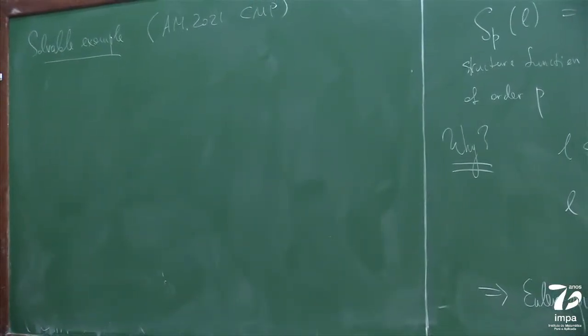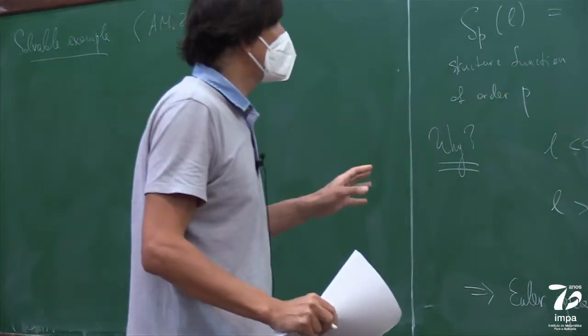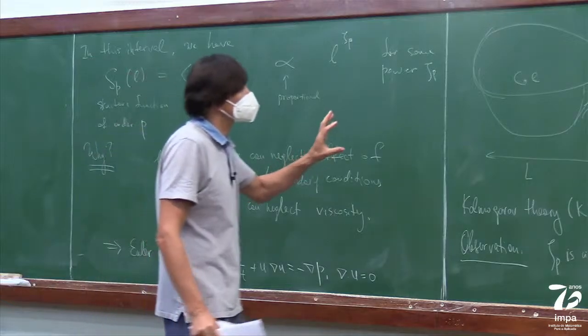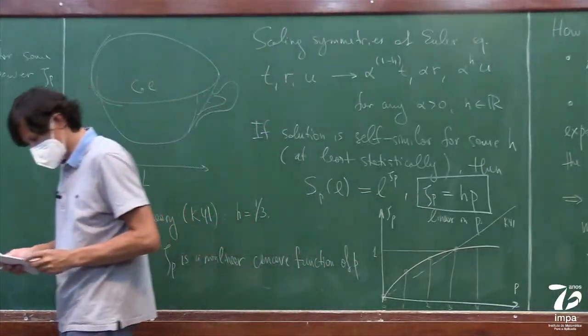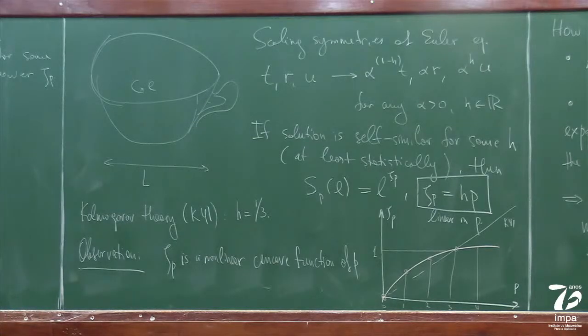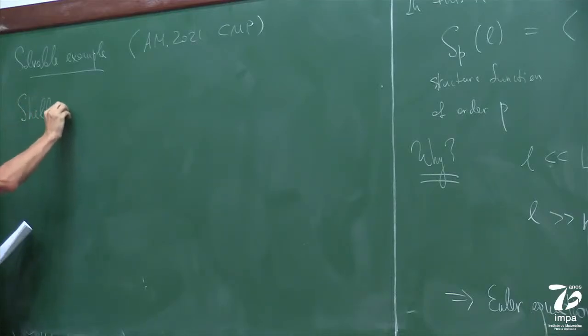Okay, so let's construct an example where we can find the solution, find structure functions, and compute exponents. Certainly, we are not going to do anything like the Euler equation, but we already learned that there are simpler models. So we will create a shell model. And recall what a shell model is.